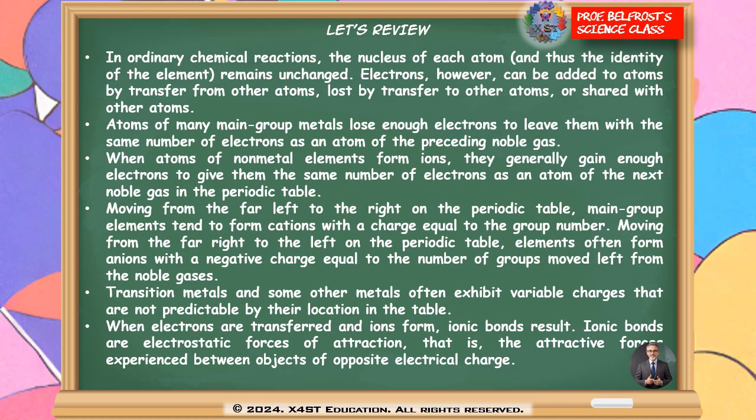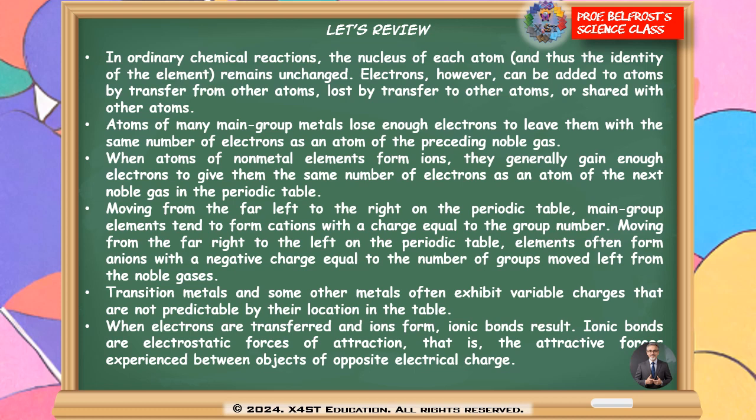Moving from the far left to the right in the periodic table, the main group elements tend to form cations with a charge equal to the group number. On the other hand, moving from the far right to the left, elements often form anions with a negative charge equal to the number of groups moved left from the noble gases. Transition metals and some other metals often exhibit variable charges that are not predictable by their location in the table.